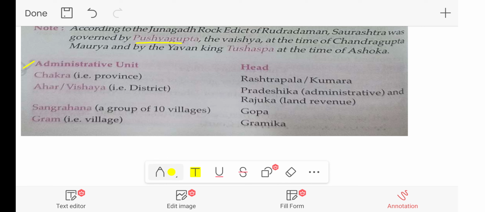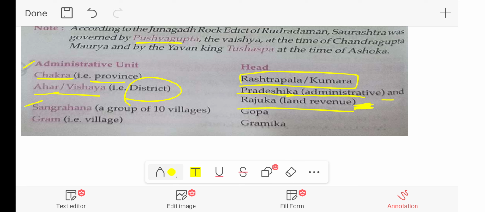So Chakra, that is province, was headed by Rashtrapala or Kumara. Next, Ahar, Vishaya, that is district. It was headed by Pradeshika, administrative, and Rajuka, land revenue. So Ahar, also known as Vaishya, in English it is called district. So the head of district was Pradeshika, administrative head, and land revenue was headed by Rajuka.